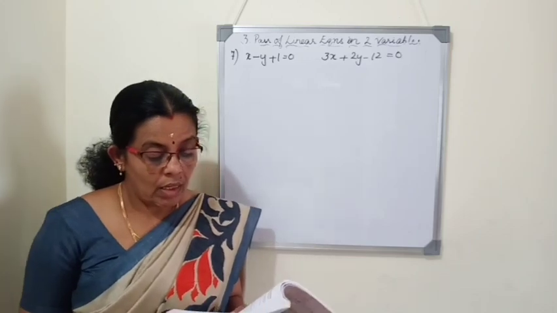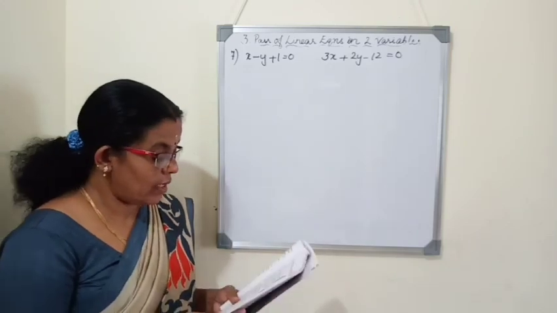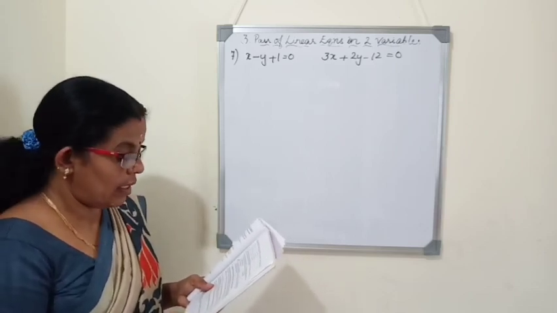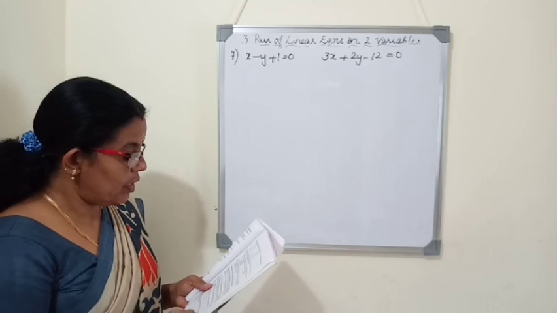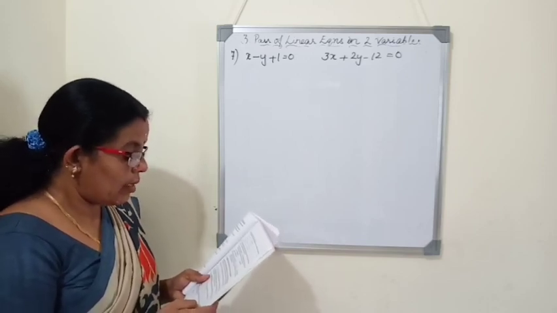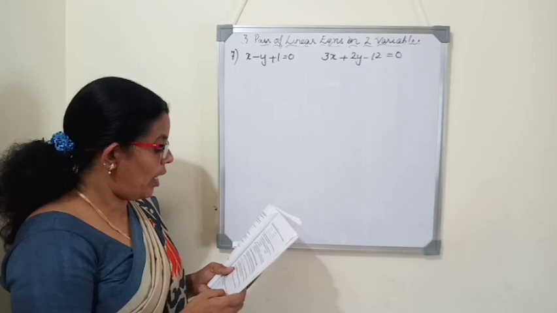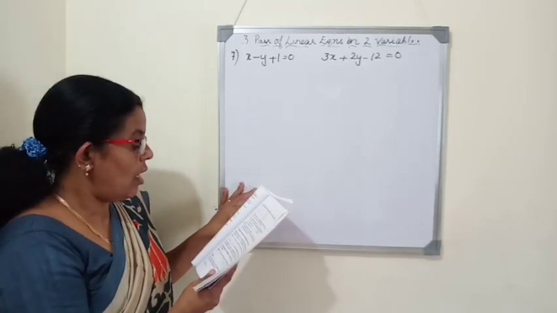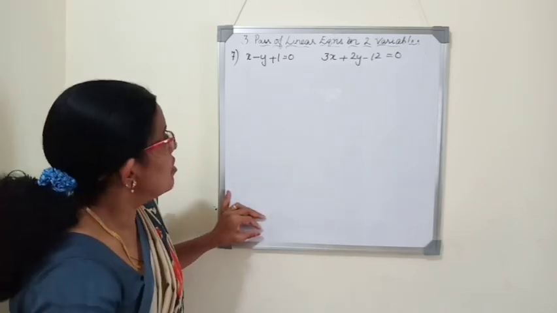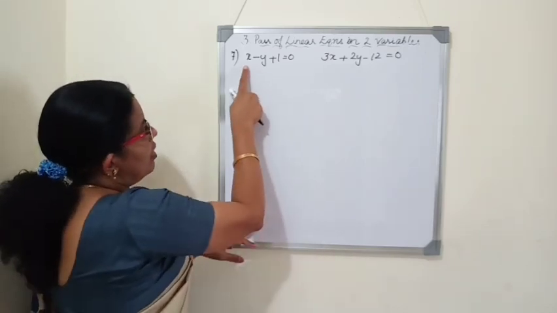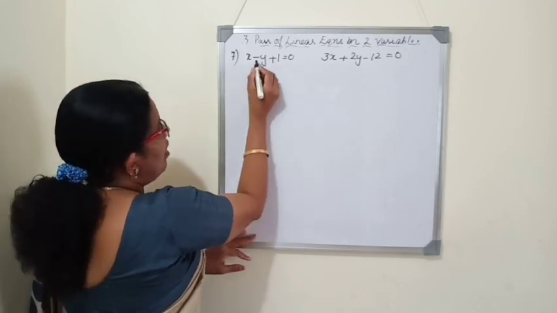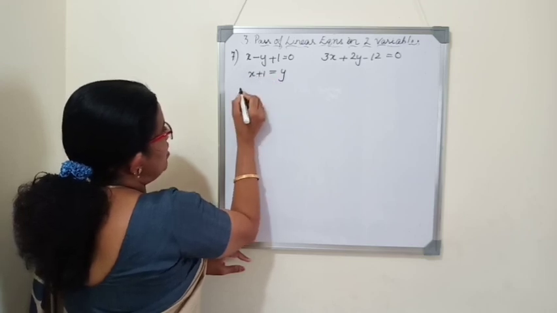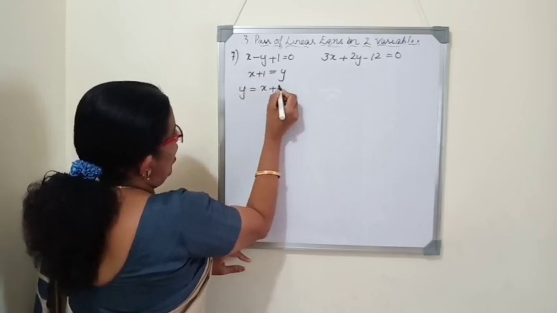Seventh sum is draw the graph of the equations x minus y plus 1 equals 0 and 3x plus 2y minus 12 equals 0. Determine the coordinates of the vertices of the triangle formed by these lines and the x-axis and shade the triangular region. So first we have to draw the graph for these two equations and then we will see the triangle. So first we will convert the equation. First equation is x minus y plus 1 equals 0. As y is negative, write y to the right side. Here it is x plus 1. That is y equals x plus 1.